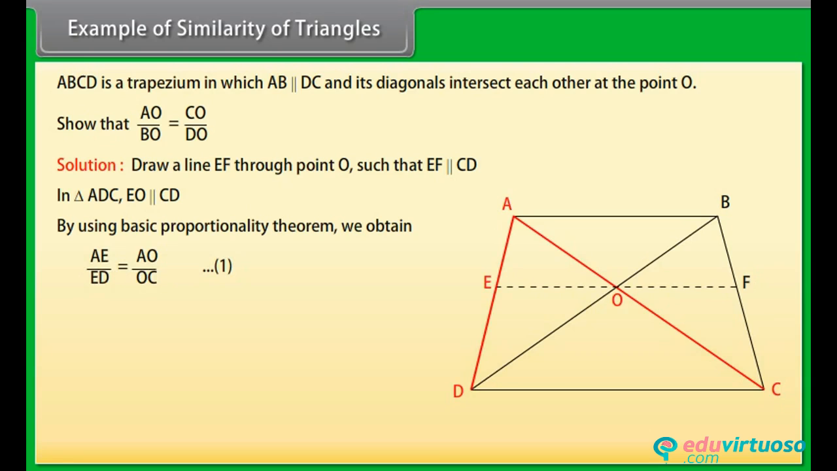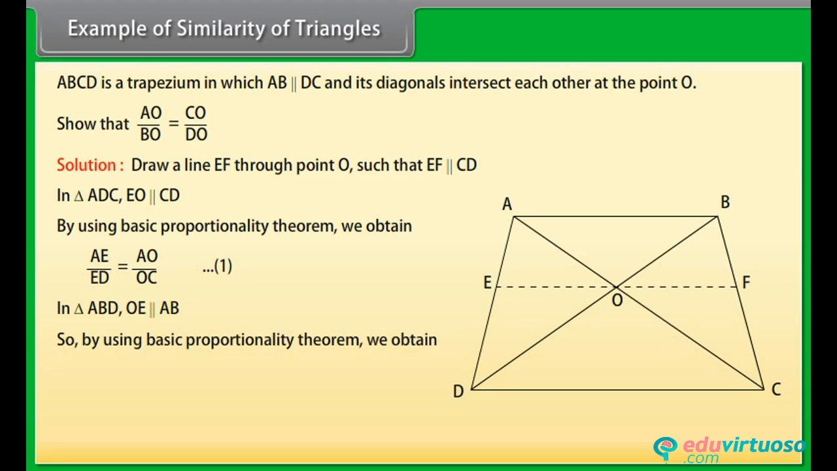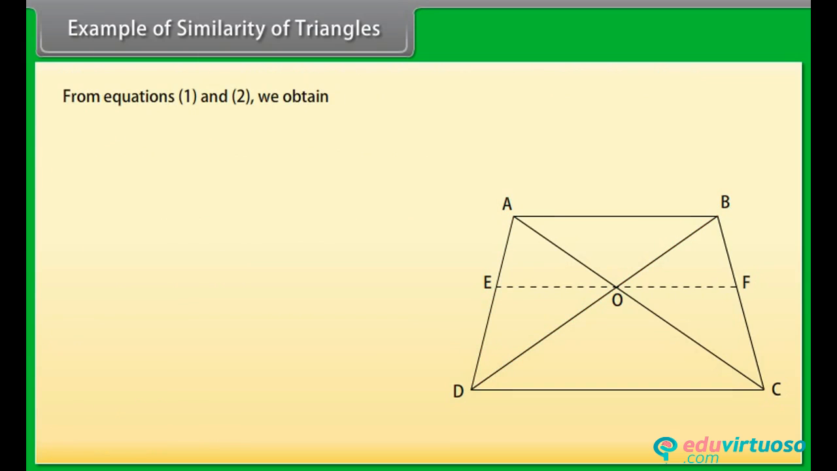Mark it as 1. In triangle ABD, OE is parallel to AB. So, by using the basic proportionality theorem, we obtain ED upon AE equals OD upon BO, which implies AE upon ED equals BO upon OD. Mark it as 2. From equations 1 and 2, we obtain AO upon OC equals BO upon OD, which implies AO upon BO equals OC upon OD.